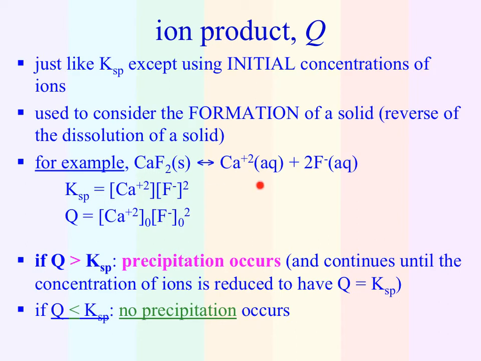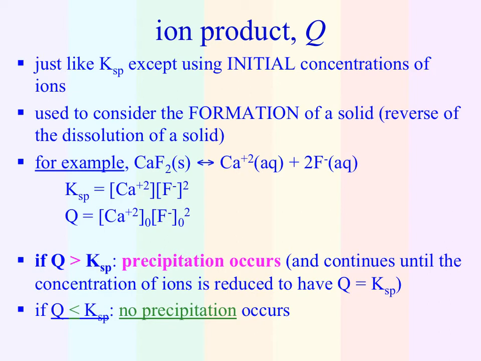If we look at a specific example, calcium fluoride breaking up into its ions, our Ksp expression is written as follows. Our Q, our ion product expression, is written as follows. Notice the not symbols indicate that the concentrations we are plugging in are in fact initial values. We've seen this before. If our Q value is greater than Ksp, precipitation is going to occur. This precipitation will continue until equilibrium is established and Q is equal to Ksp. If Q is less than Ksp, then no precipitation is going to occur.